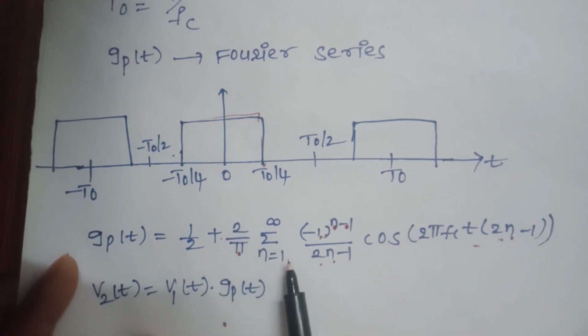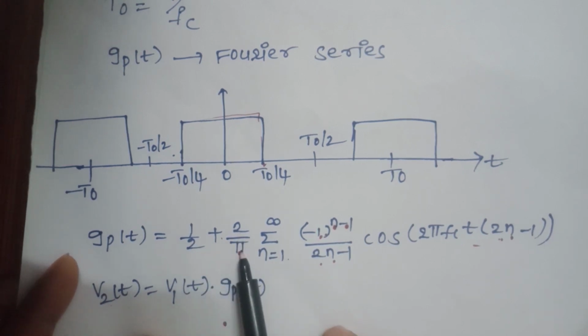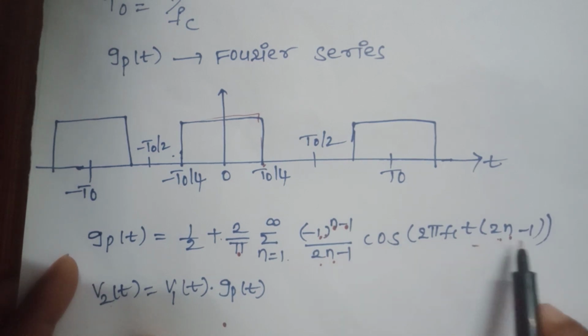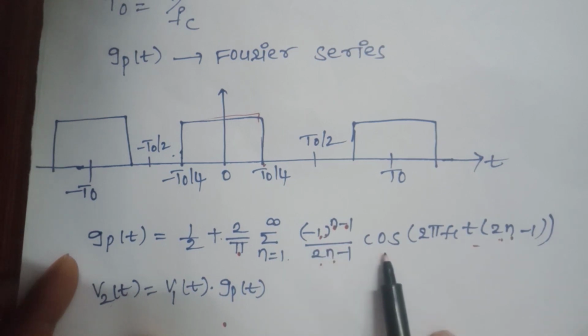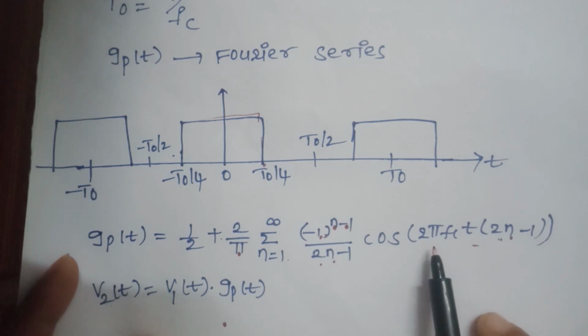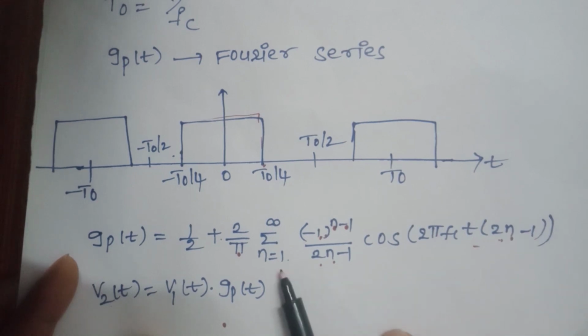Next n equal to 2. Then what we get is 1 by 2 plus 2 by pi. Next, minus 1 whole power 2 minus 1, that is 1 only. Next 2 into 2 is 4, 4 minus 1 is 3. So minus 1 by 3 cos 2 pi 3 fct. So this is the n equal to 2 value.